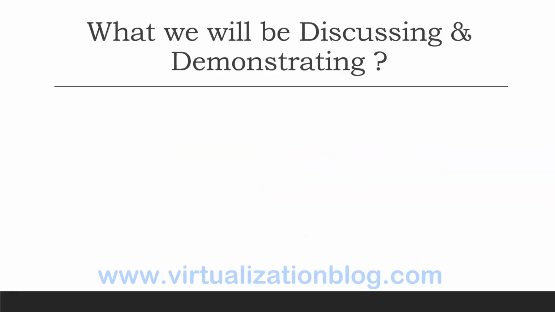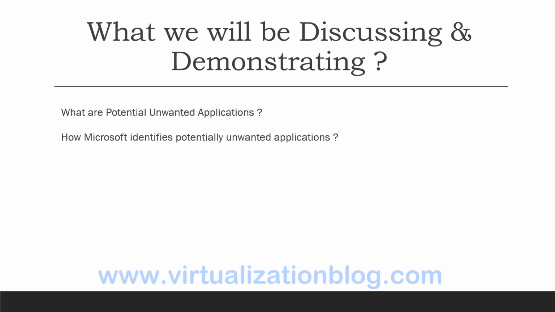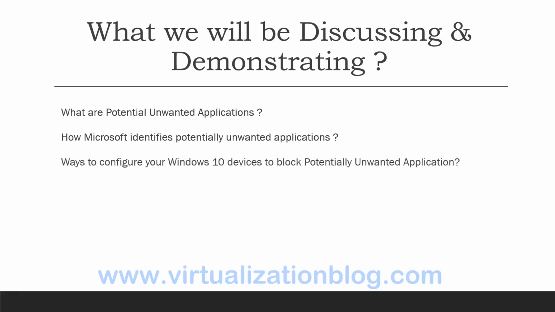Before proceeding further, let's discuss what we'll be covering in this video. I'll be discussing what potentially unwanted applications are and how Microsoft identifies potentially unwanted applications running on Windows and devices. Then we'll talk about how you can configure devices across your organization to block potentially unwanted applications. At the end, I will demonstrate how you can validate if the configuration you did is really working and how it will impact your devices. So let's start discussing them one by one.